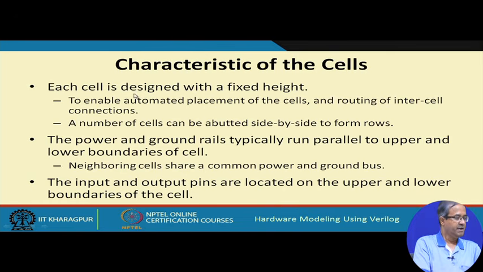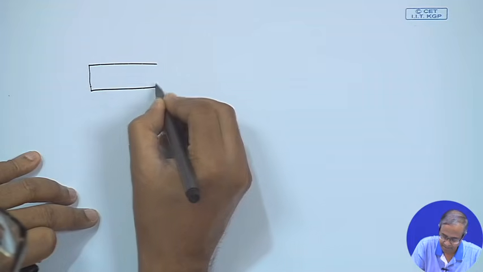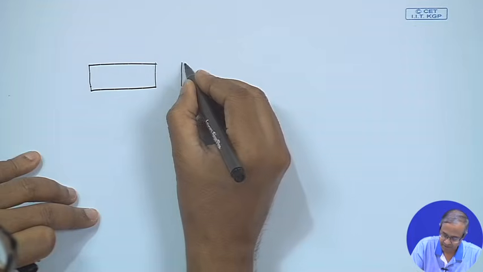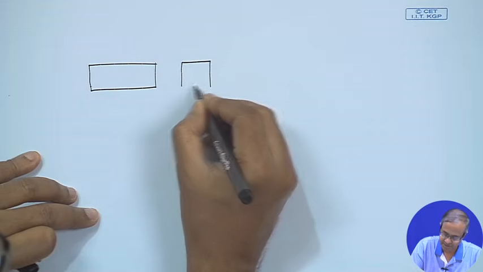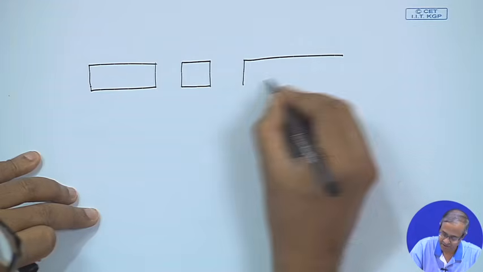Now, there is something very unique about these cells. The cells are designed with a fixed height, but their widths may be different. The idea is as follows, I am just trying to show you. Suppose I have a cell like this, which geometrically has a shape of this form. Let us say I have another cell which has the same height, but the width is different. There is another cell, same height, but the width is again different.